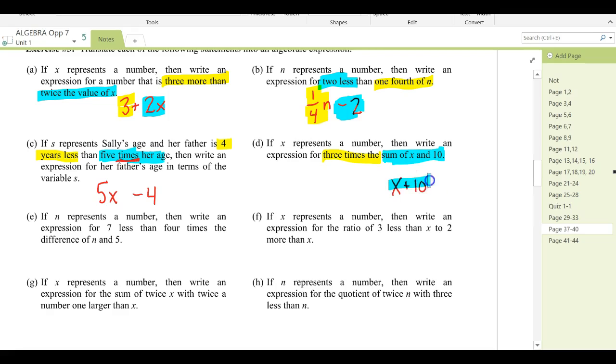That's my sum of x plus 10. How do I do 3 times it? Like that.